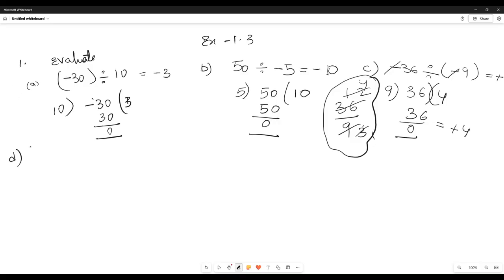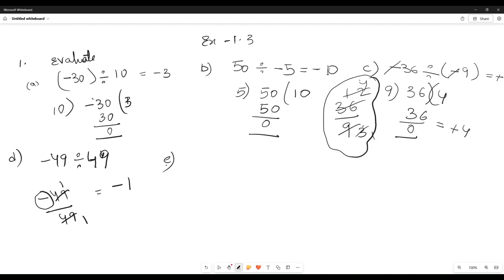Let's do the fourth sum. Minus 49 divided by plus 49. What did they give? Minus 49 by 49. Here the numerator has the negative sign, so the answer will be negative. The same number is there, so 49 ones are 49. 1 by 1 means 1.